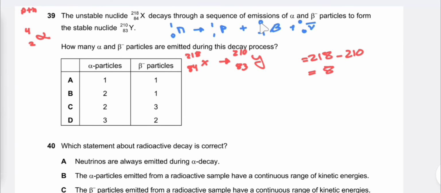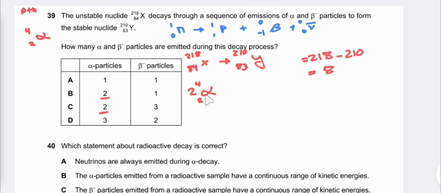For beta decay, beta particles have 0 nucleons, so the nucleon number is not affected by beta particles. But an alpha particle has 4 nucleons, so this decrease is caused by alpha particles. Since the number is decreased by 8 and an alpha particle contains 4 nucleons, 4 into 2 is 8. That means 2 alpha particles are emitted, and 2 into 4, that is 8 nucleons, are emitted.